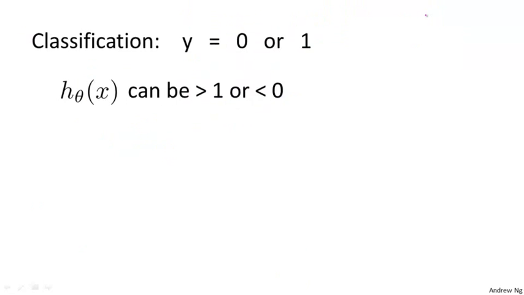Here's one other funny thing about what would happen if we were to use linear regression for a classification problem. For classification, we know that y is either 0 or 1, but if you are using linear regression, the hypothesis can output values that are much larger than 1 or less than 0, even if all of your training examples have labels y equals 0 or 1. And it seems kind of strange that even though we know the labels should be 0 or 1, the algorithm can output values much larger than 1 or much smaller than 0.